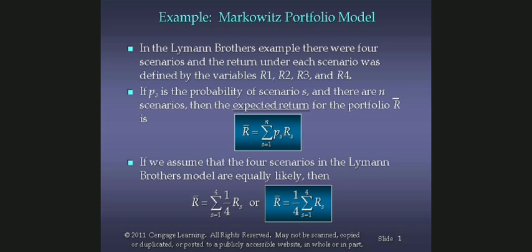If we are going to assume that the 4 scenarios in the Lehman Brothers model are equally likely, then mean of R is equal to the summation over 4 scenarios, where S is equal to 1, of 1/4 times R sub S, or mean of R is equal to 1/4 times the summation over 4 scenarios, where S is equal to 1, of R sub S.